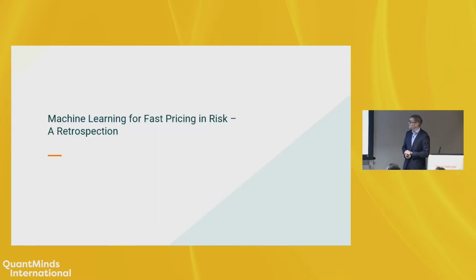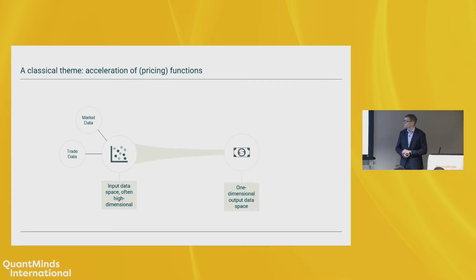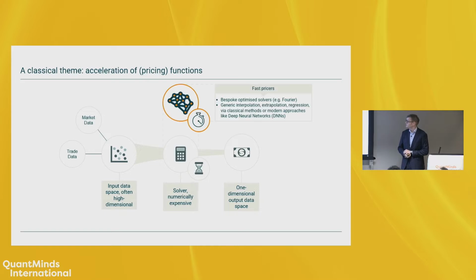So let's start with a retrospection, and maybe first of all with an introduction of the topic itself. We have heard also yesterday in Antonov's and Peter Bark's talks that there is a problem of approximating pricing functions which can take a very long time to evaluate, which are typically defined on a high-dimensional input data space, which have one-dimensional output. And there are indeed many ways of approaching this problem.